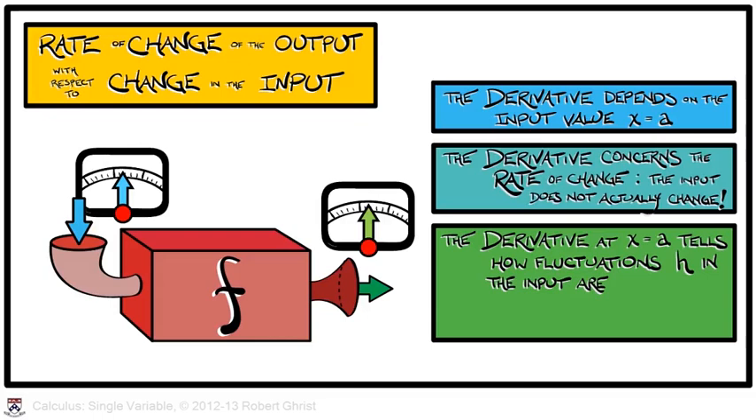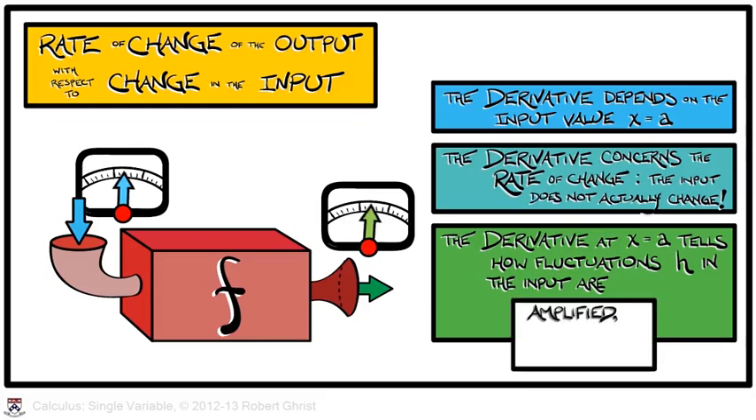Lastly, the derivative at A is telling you a rate of change. It's telling you how fluctuations or changes h in the input are perhaps amplified if the derivative is positive and larger than 1, or damped if the derivative is, say, less than 1, or reversed in the case where the derivative is negative. That is a good interpretation for the derivative, one that will serve you well in this course.